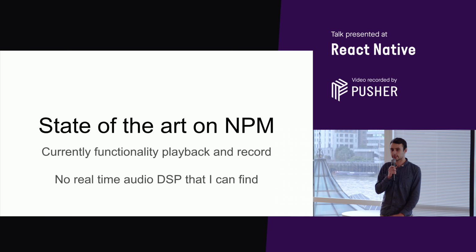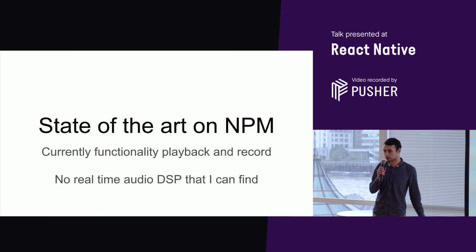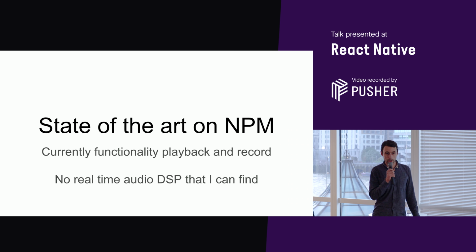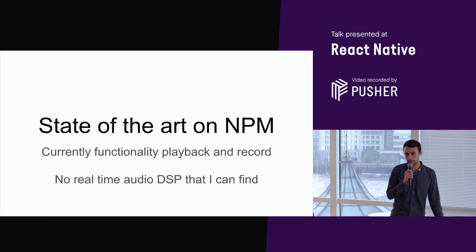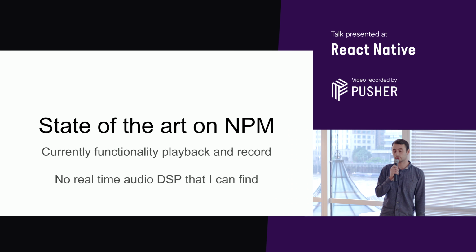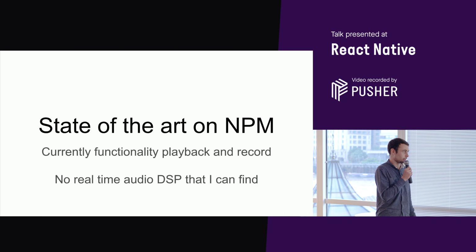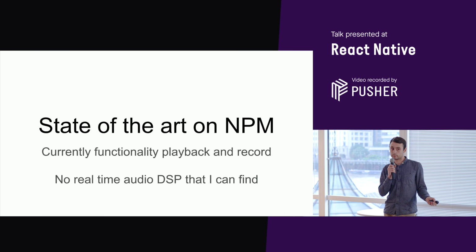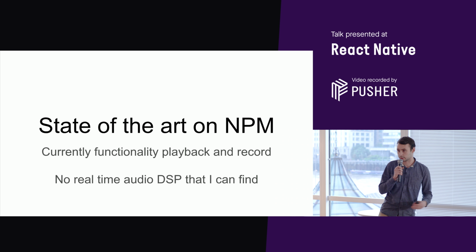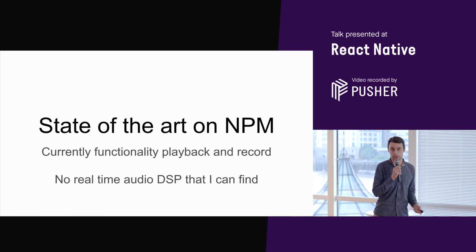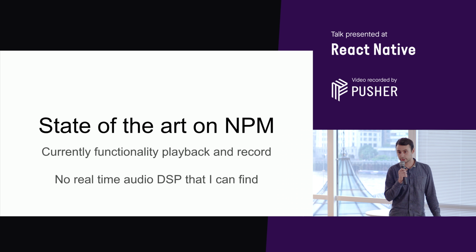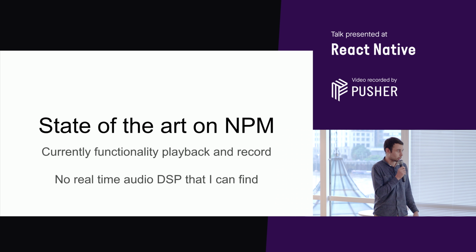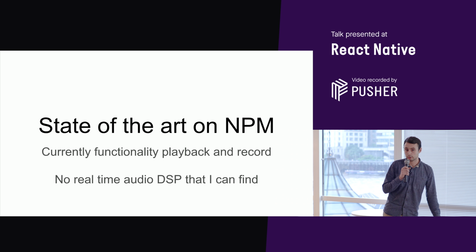So before jumping into this, you might wonder, why C++? Isn't there anything on npm? Can't we just use a module? If you look at the state of the art on npm, from the research that I've done, I've found that the functionality you can get is playback and recording of audio. So there's no real time, no chance to modulate the pitch of a sound, no chance to add reverb to a sound, no chance to write your own DSP blocks and run them. So npm isn't really a viable option.